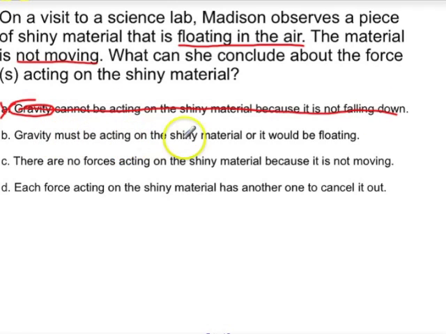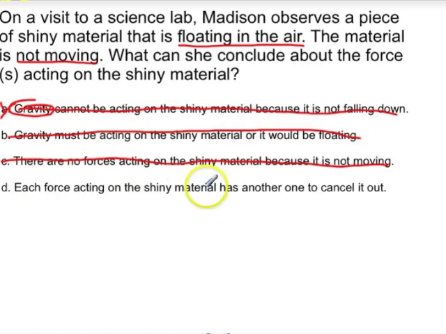Gravity must be acting on a shiny material, or it would be floating. Wait a minute. It is floating. It says it's floating. So this one actually makes no sense at all. There are no forces acting on a shiny material because it's not moving. Wait a minute. Didn't we just say that gravity always acts on an object? So I know this can't be it.